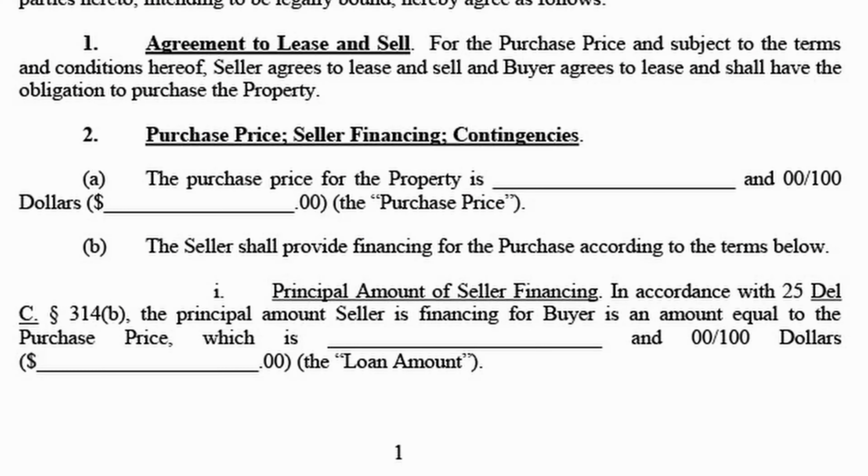So you have to identify a principal amount of the seller financing. So if there's no deposit, or there's no down payment rather, then it's just going to be whatever the purchase price is, right? So if the purchase price is $100,000 and the seller's financing the full amount, it's going to be $100,000.